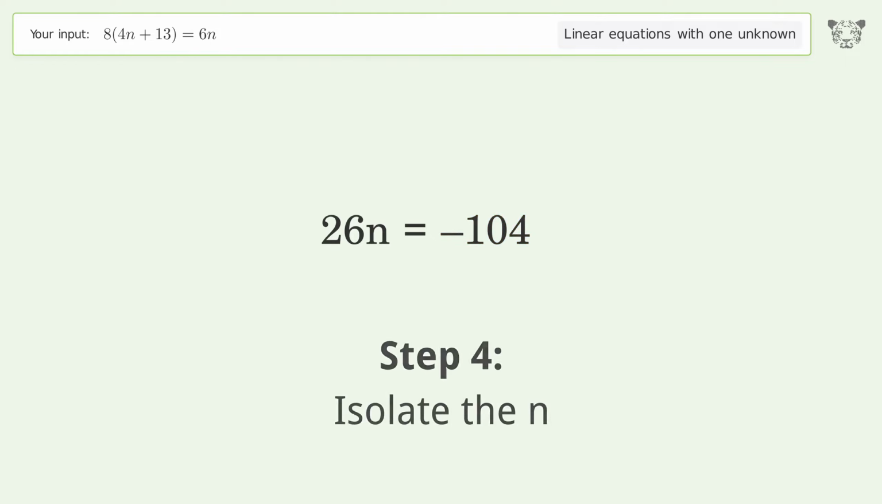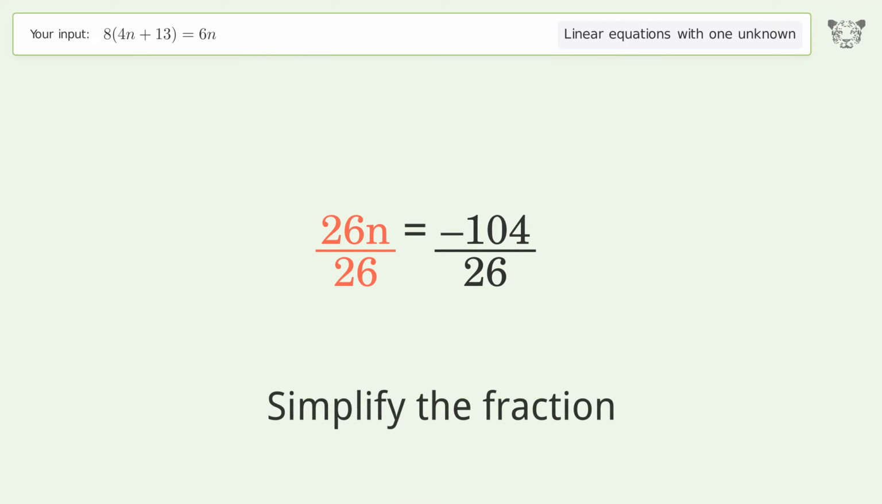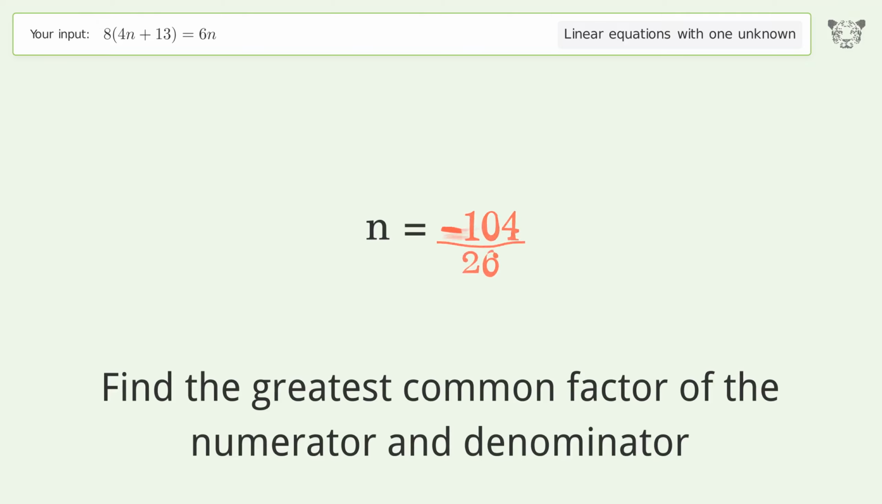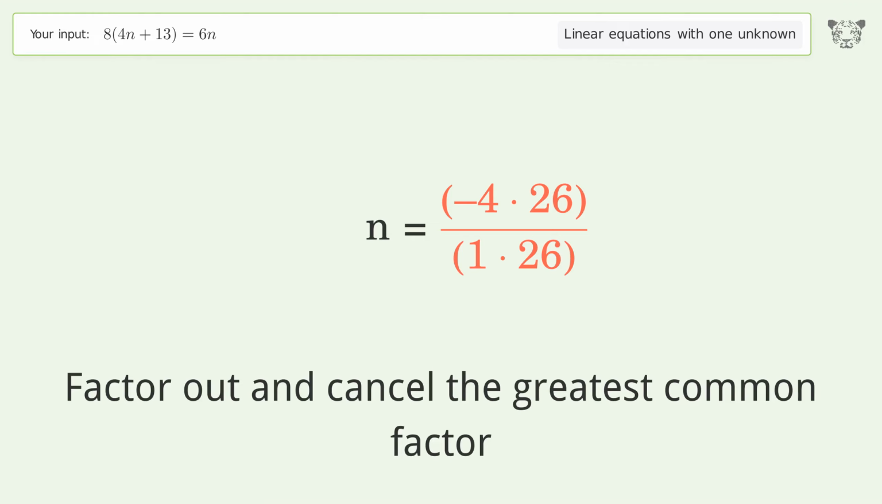Isolate the n. Divide both sides by 26. Simplify the fraction. Find the greatest common factor of the numerator and denominator. Factor out and cancel the greatest common factor.